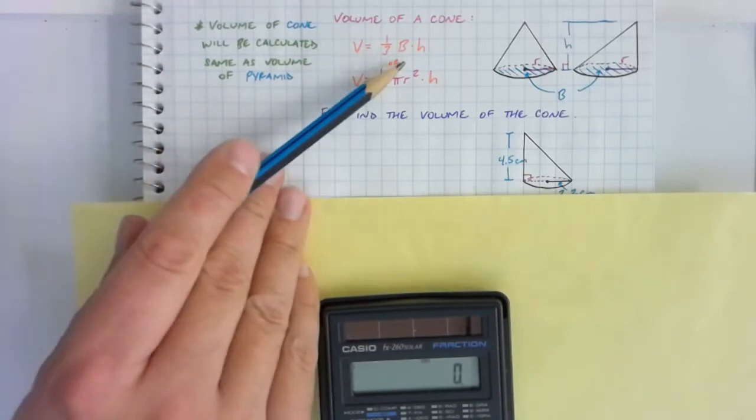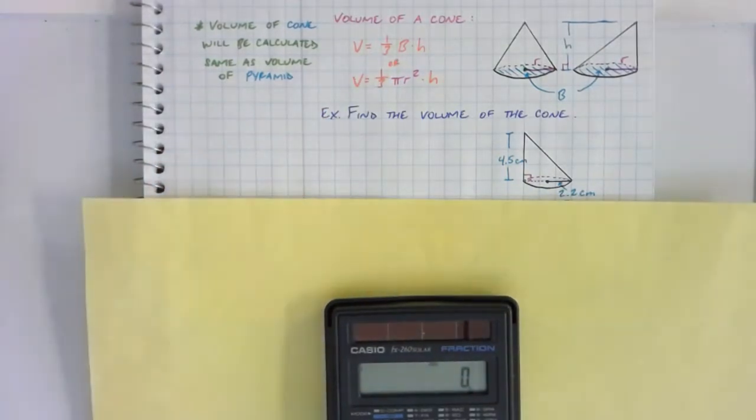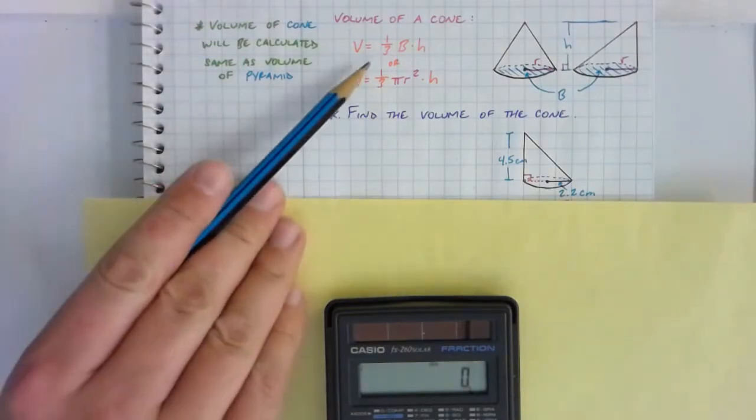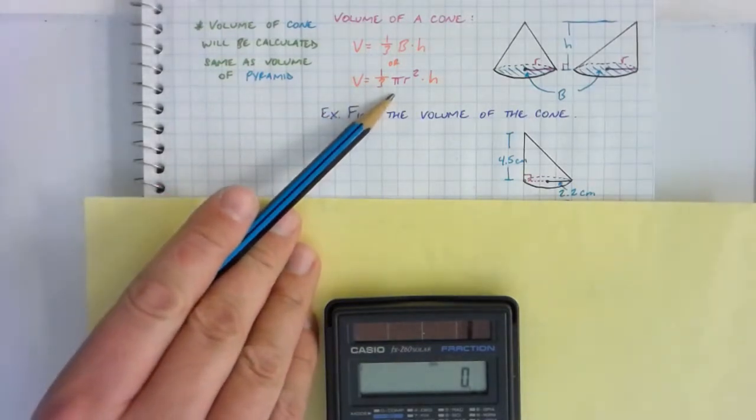This is the same exact formula that we dealt with in Section 5. The difference here is that the area of the base, because it's a cone, is definitely going to be a circle, meaning that capital B is just going to be pi r squared.